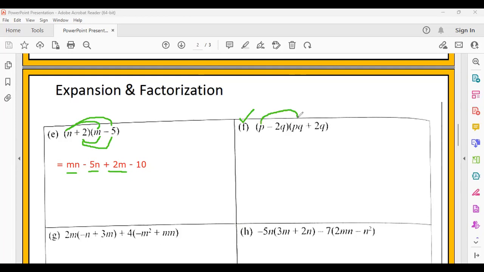P will multiply with PQ. P will multiply with 2Q. Negative 2Q will multiply with PQ. Negative 2Q will multiply with positive 2Q. Multiply, remember that. So what happens?